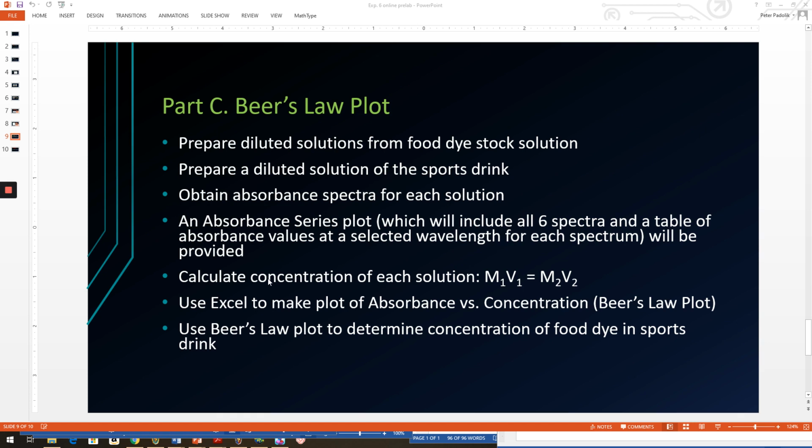We'll use the absorbance values for the stock solution and each of the 4 diluted solutions created from the stock solution to prepare a plot of absorbance versus concentration. You will need to calculate the concentration yourself using everyone's favorite dilution equation. This is known as the Beer's law plot. You will then use the absorbance of the sports drink and the Beer's law plot to determine the concentration of food dye in the sports drink.